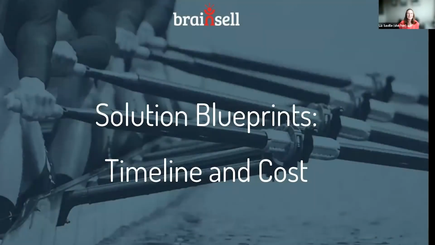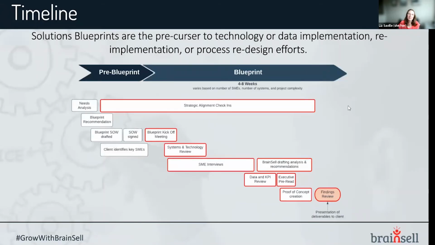Lastly, we'll dive into the timeline and the cost. So what does a typical project look like for you? So a solutions blueprint timeline is that first and foremost, we are aligning strategically with your needs and your specific outcomes across the board. Every single project is a little bit different because we meet you where you are. We do this as a full-time job, so we can generally move relatively quickly.